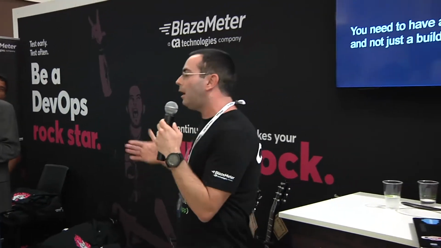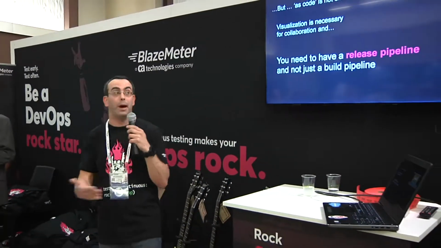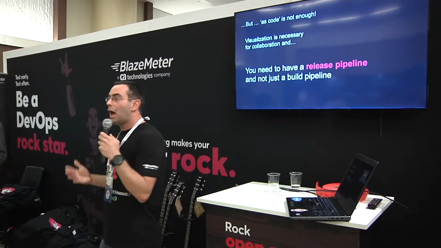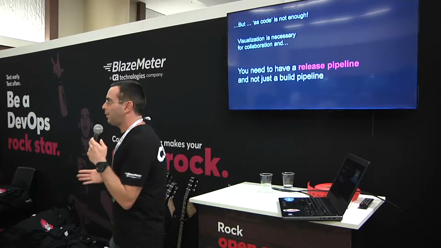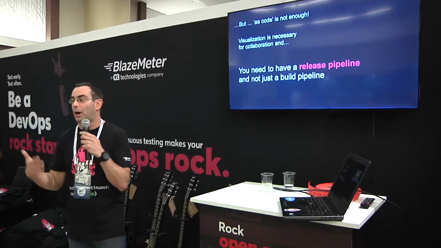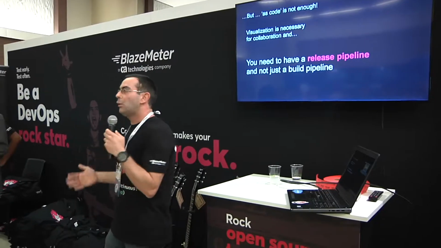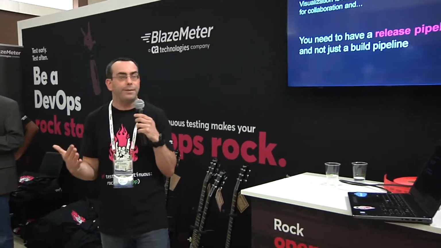Having said all that, as code is great and it's been very well adopted by the industry, especially by developers. However, pipeline as code is not enough, because we know that developers are not the only people that use our pipeline. We have the ops guys, we have the managers, we have the business people, and they also want some insight about the pipeline and its progress. And they're probably not going to look into a console in order to understand the status of the pipeline. So you definitely need a visualization layer on top of your as-code approach.